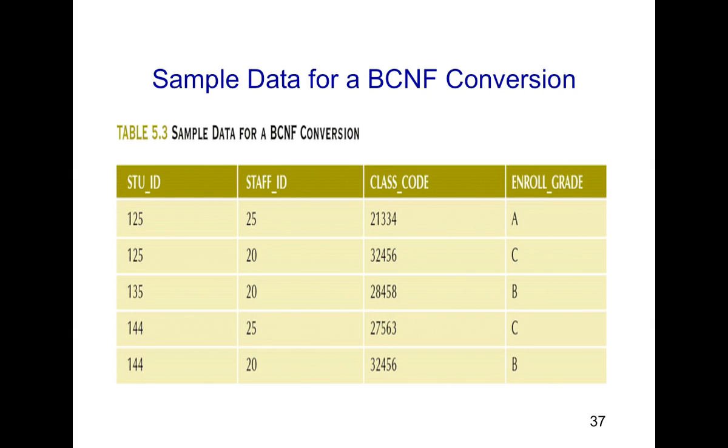So here's some sample data for the BCNF conversion that we're looking at. Student ID, staff ID, class code, and enrollment grade. So student ID 125 was with staff 25 in the class code 21334 and got an A. So it looks like the student was in 2 classes, got an A and a C. So we're going to pull this out into 2 separate tables.